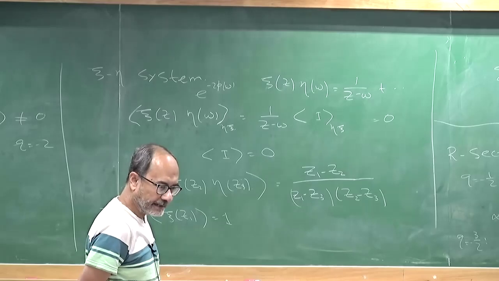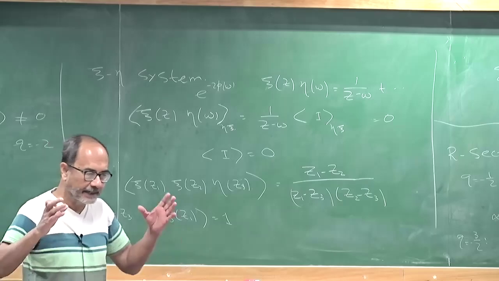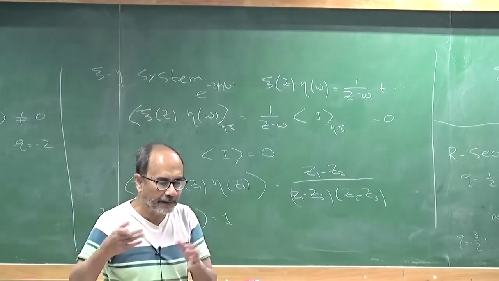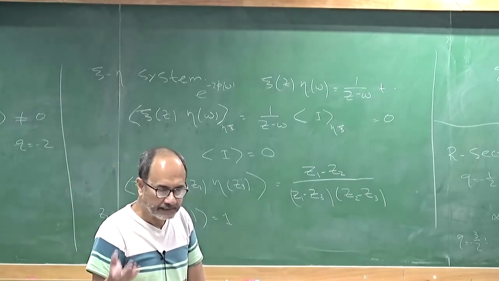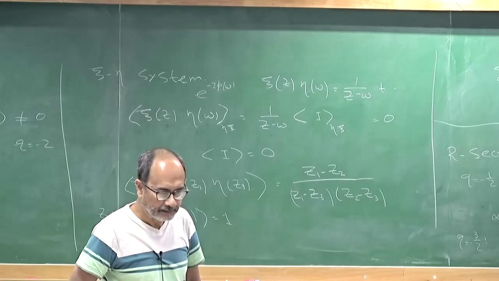A constant you cannot fix, right? That's the convention. Because you can see that the way you have written it, multiplying xi by a constant and eta by an opposite constant doesn't change anything. So that will be fixed to be 1 by convention.